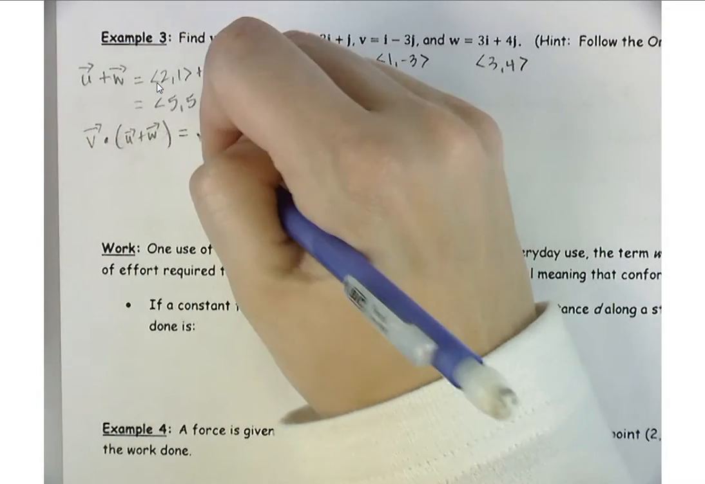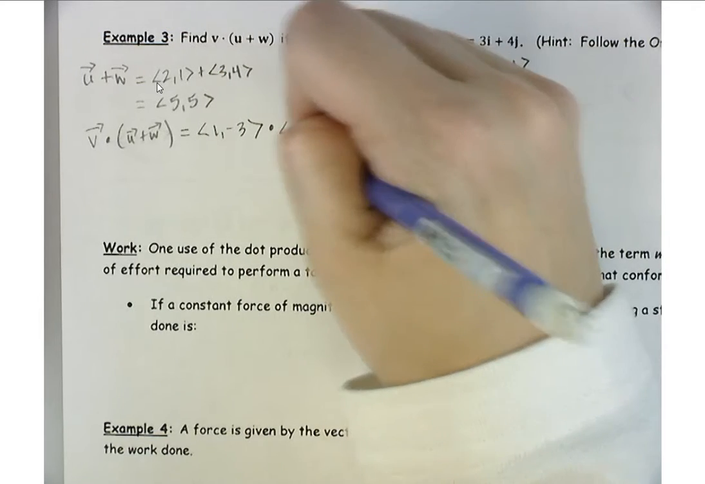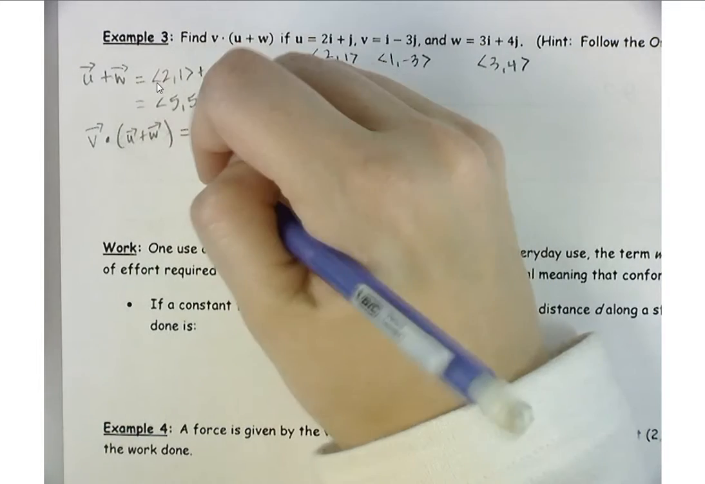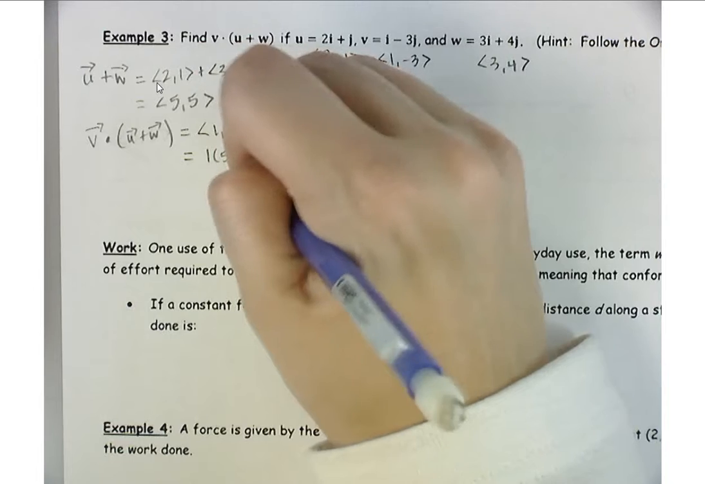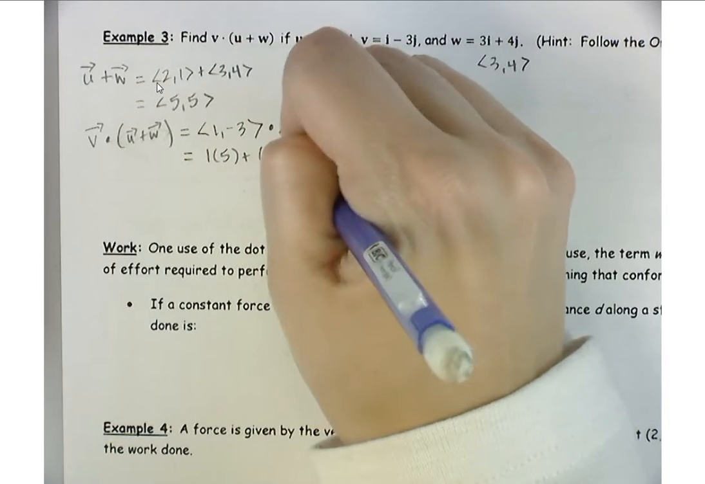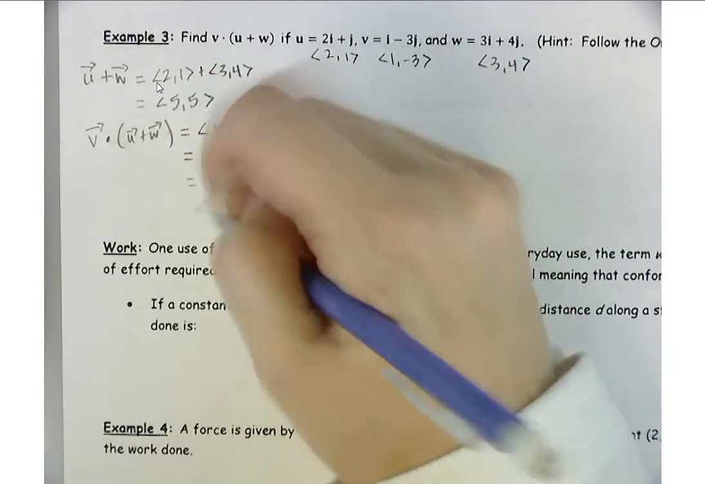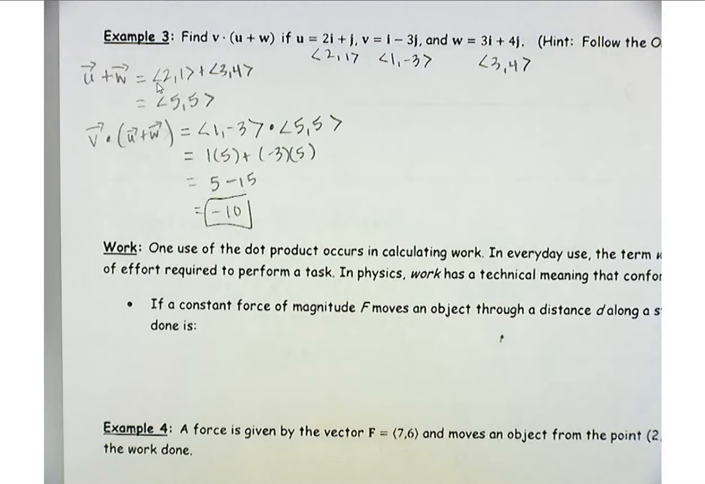Okay, so then your vector V is 1, negative 3, and that'll be the dot product with 5, 5. Okay, so then you have 1 times 5 plus negative 3 times 5, which will be 5 minus 15, which will give you negative 10. Right? What's another way that you could do that?